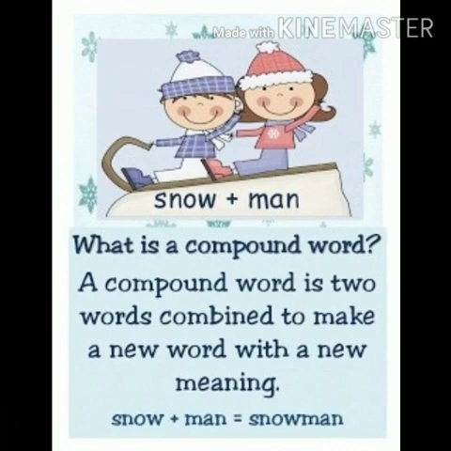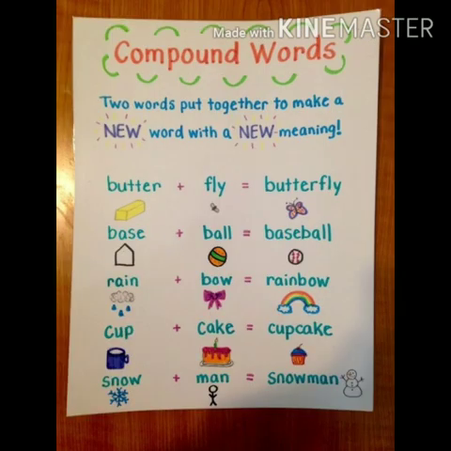Let's take the word snowman as an example here. Snow and man both are different words. When we combine these two words as a single one, they become the compound word snowman with a different meaning also. And here are some more examples we shall see, like baseball, rain and bow, which is called rainbow, cup and cake, cupcake.